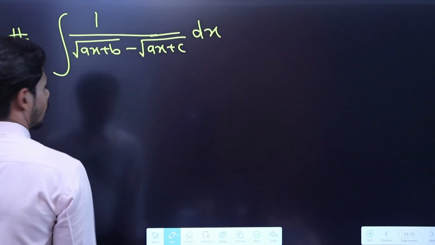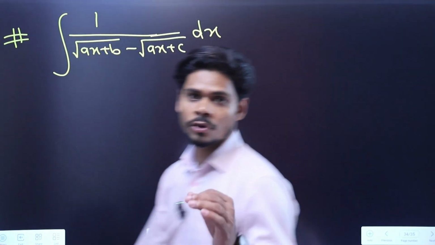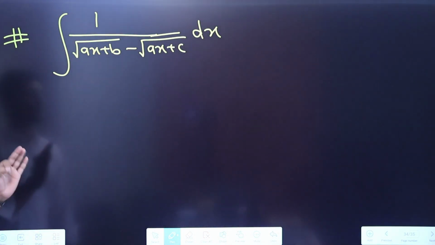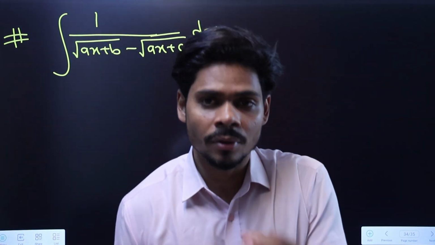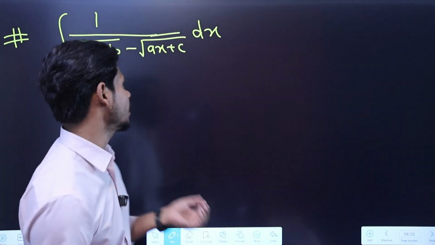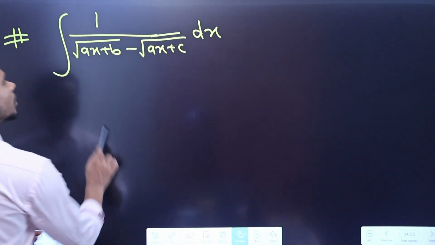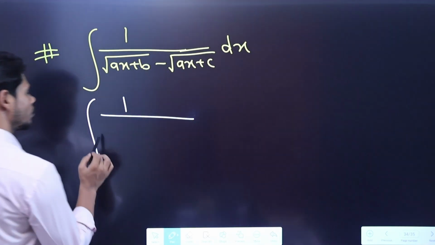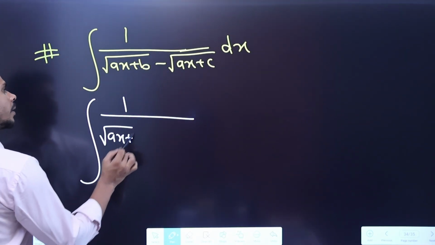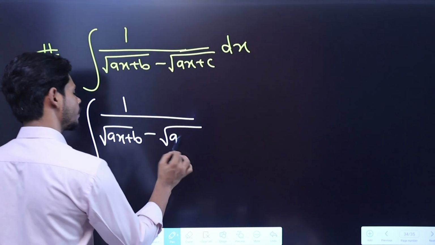Next, this question, this is the last question for today's session, by the way. Now in this type of question, what you need to do, because we don't know how to find the integral of this kind of function basically, so what you can do is rationalize it to make it simple. So let me write it: square root of ax plus b minus square root of ax plus c.